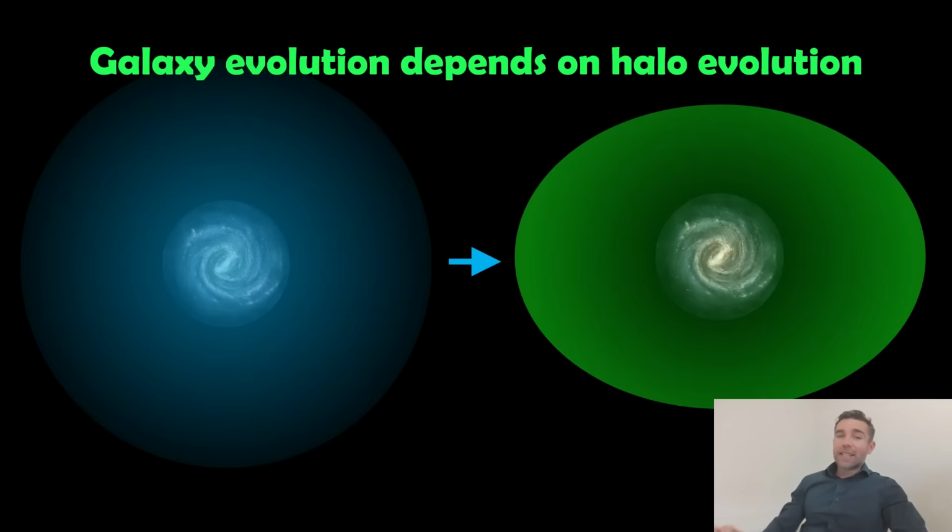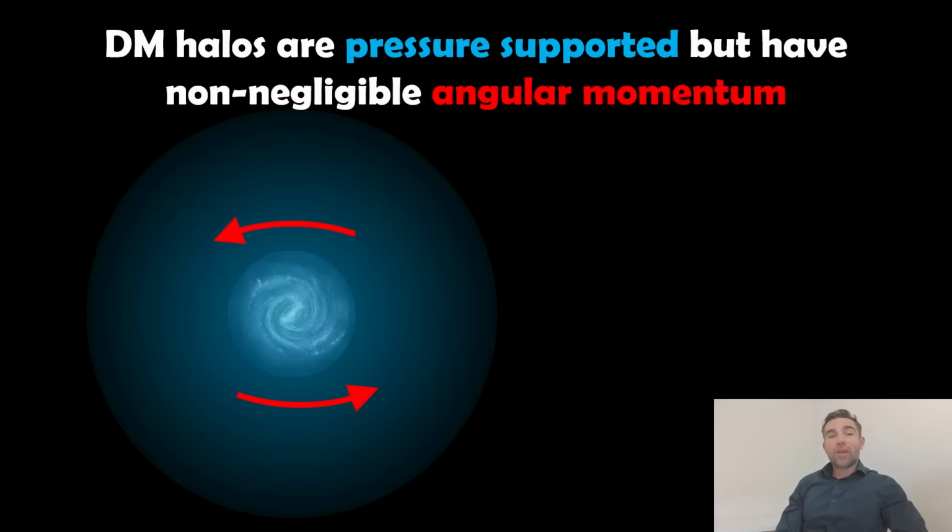So galaxy evolution, which is something that's very important for us to understand as astronomers, is dependent on the halo evolution. Whatever happens to the dark matter halo is going to imprint a signature onto the galaxy, and that's going to affect how it evolves as well. The dark matter spin parameter is going to be an important aspect of that. It's going to impact how that galaxy might start out and form and then evolve through its lifetime. Dark matter halos are pressure supported, but they do have this non-negligible angular momentum. They're not fully rotating like a disk-like galaxy, like a spiral galaxy, for example.